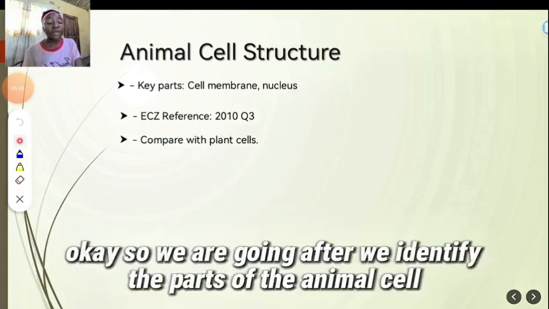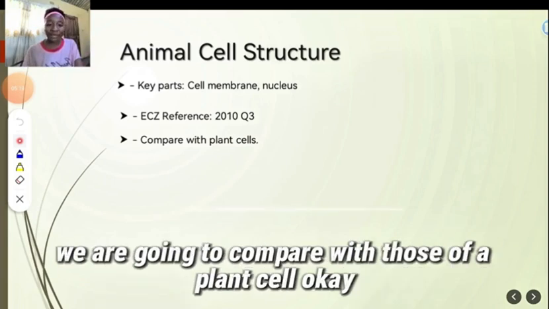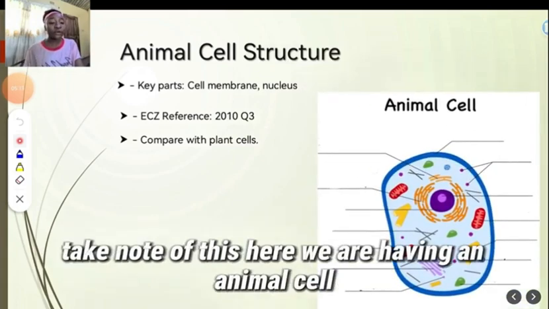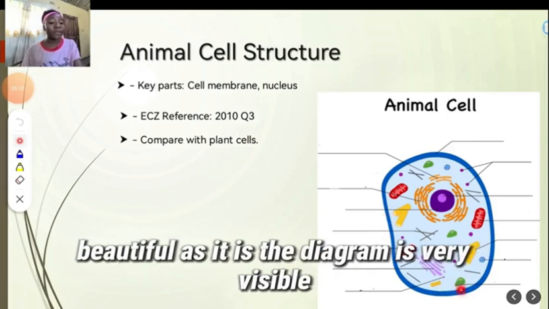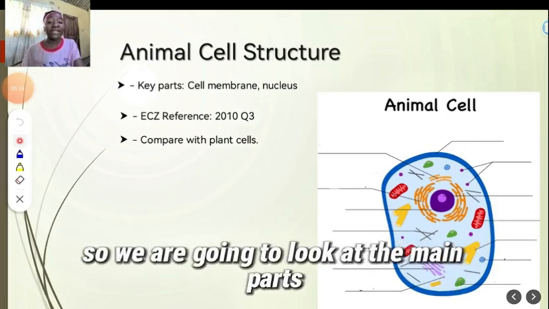After we identify the parts of the animal cell, we are going to compare with those of the plant cell. Okay, let's compare with me. Take note of this. Here we are having an animal cell, beautiful as it is. The diagram is very visible. So we are going to look at the main parts.